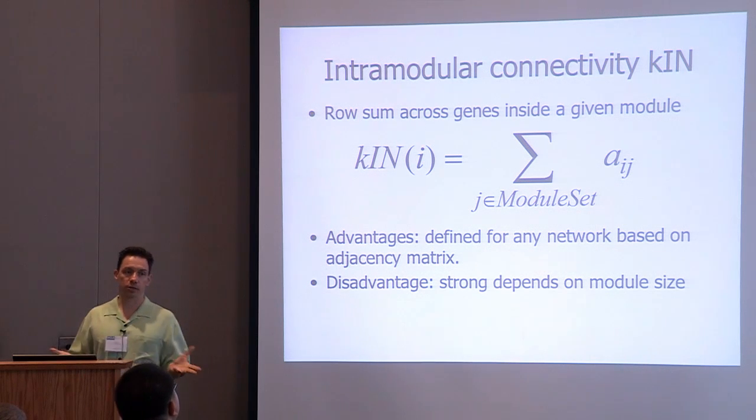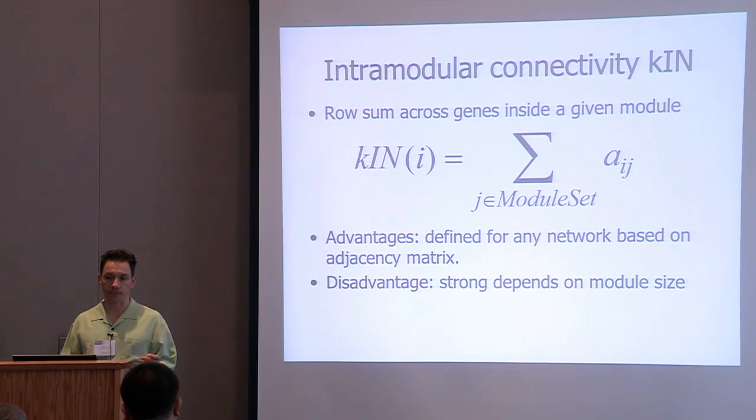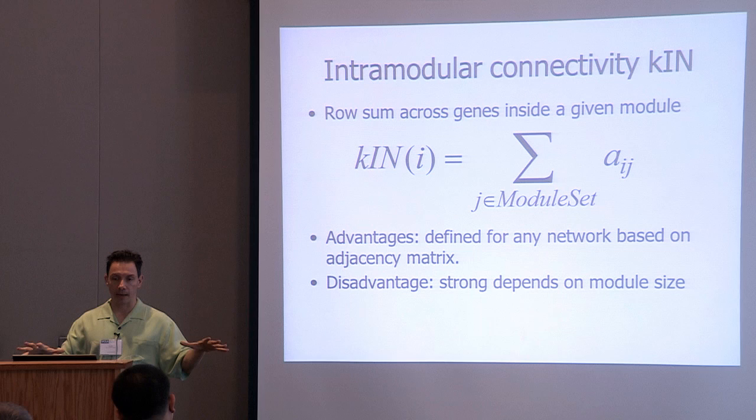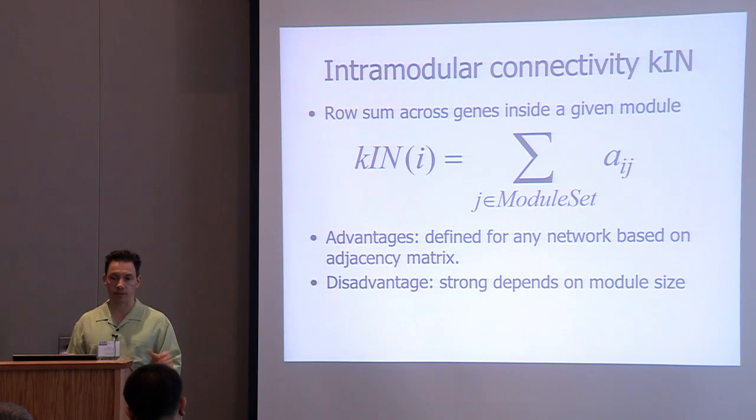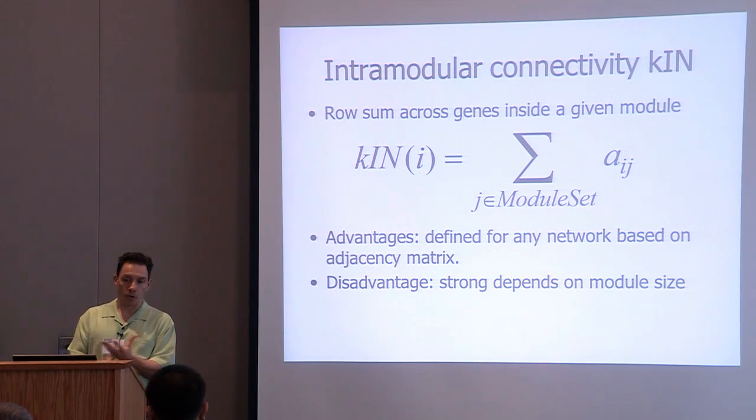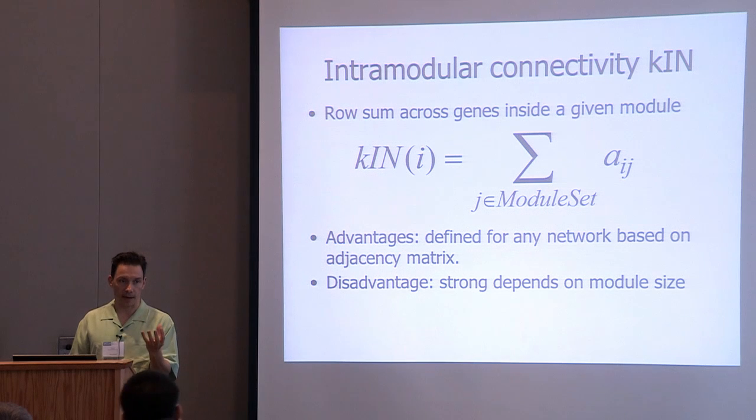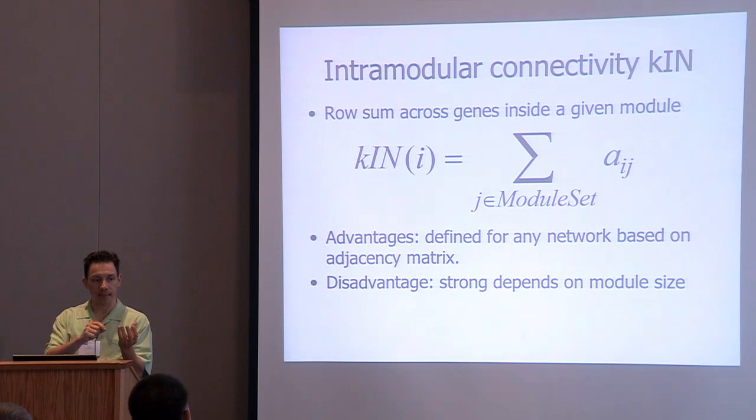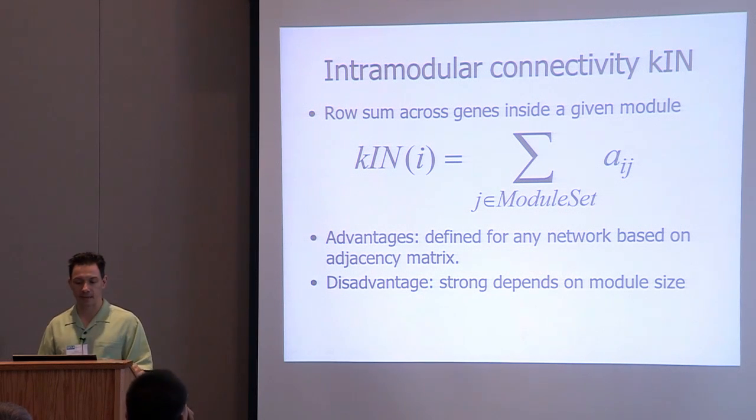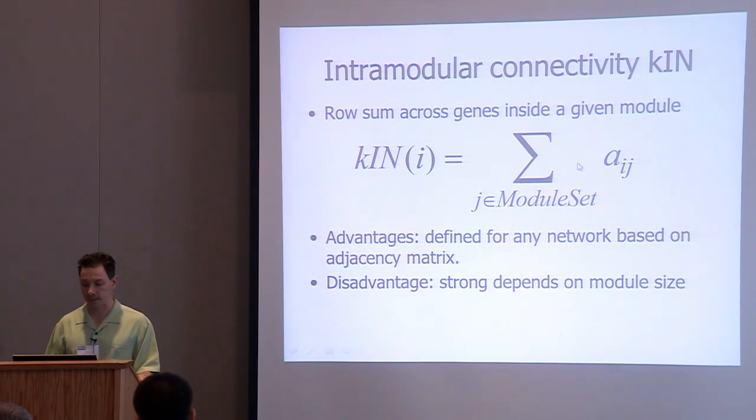Let's come to a social network analogy. Let's say we have a high school and there are different modules in the high school. There's the module of the science club. And so now your intramodular connectivity in the science club indicates how many friends you have in that science club module. And that's calculated by the sum of adjacencies.